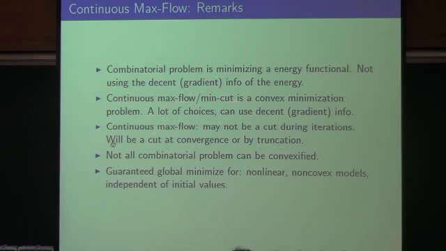The continuous max flow min cut is a convex minimization problem. A lot of choices can use descent. So we turn it into a convex minimization problem, and then there's no need to use push-relabel or augmenting path. You can use many other things: gradient descent, Newton, fixed point, anything. You have a lot of possibilities. The continuous max flow may not be a cut during iteration, but it will be a cut at convergence by truncation.